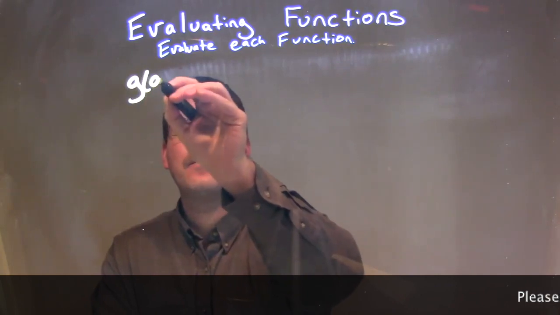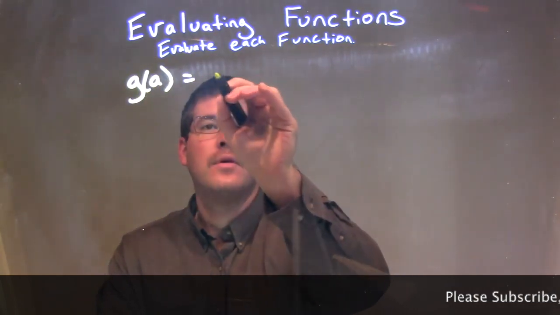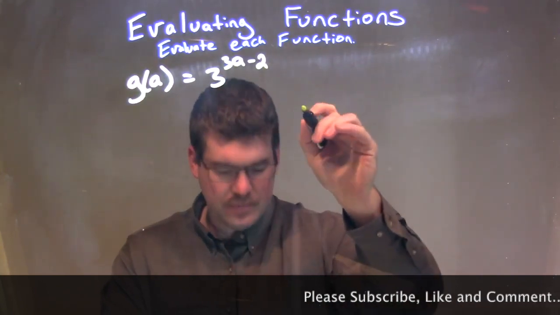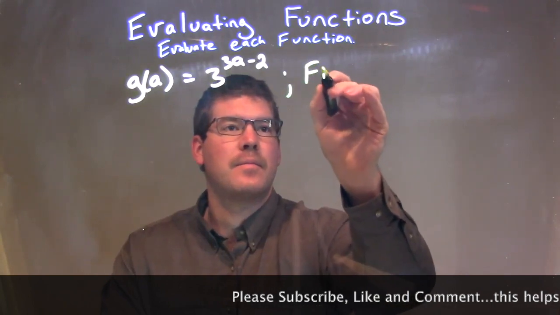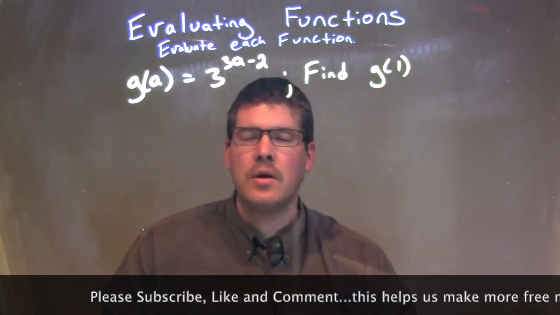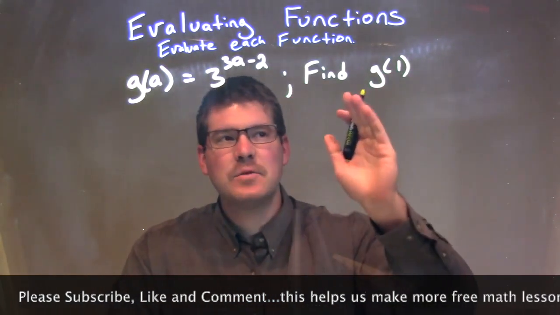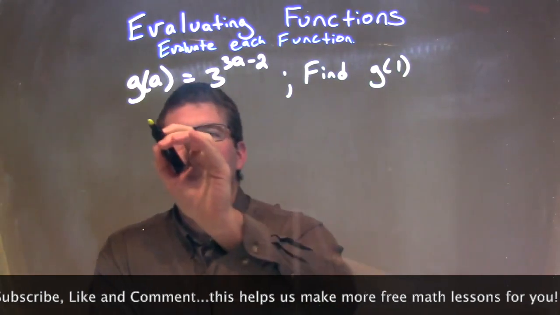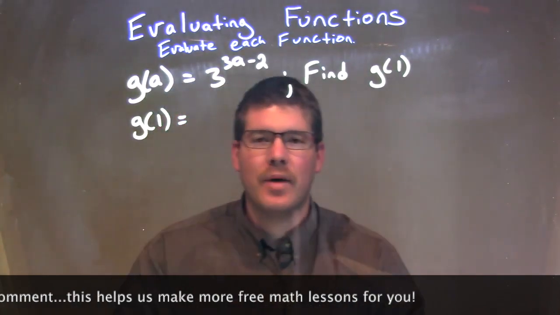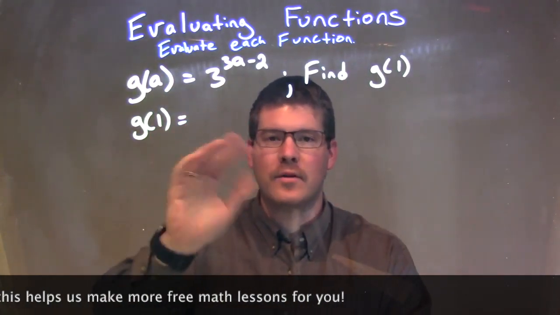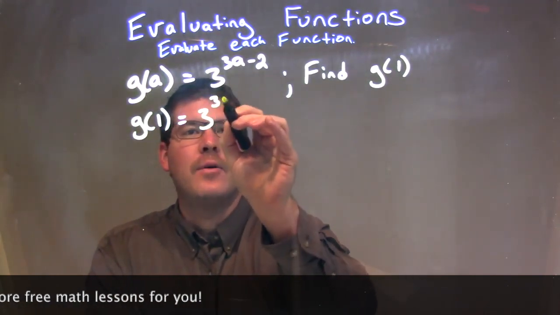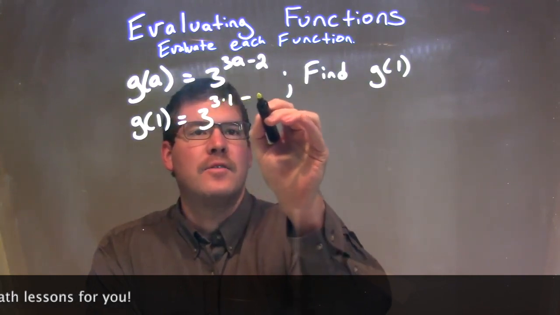G of a is equal to 3 to the 3a minus 2 power, and we have to find g of 1. Since we're given our function and asked to find g of 1, I'm going to rewrite my function, but instead of a, I'm going to put a 1. Every single time I have an a, I'm substituting with a 1. So g of 1 is equal to 3 to the 3 times 1 minus 2 power.